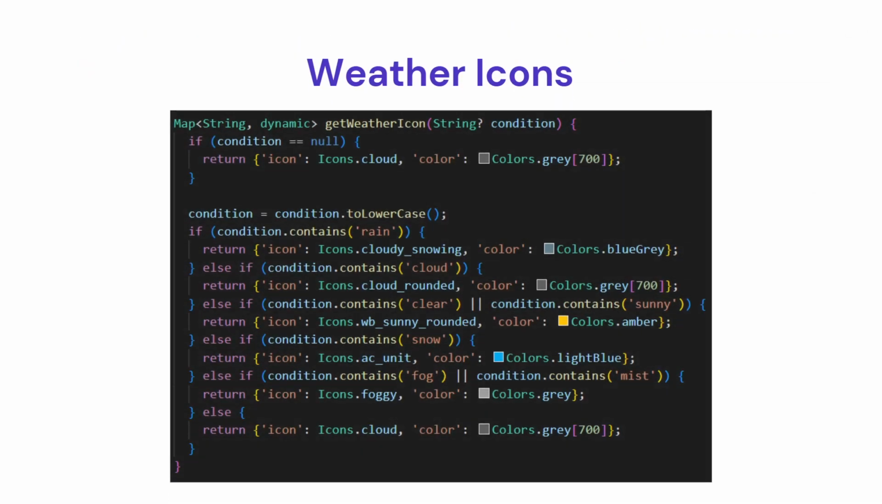So in the last slide, we saw that a weather icon was being extracted using get weather icon. So this function determines which icon and color to display based on the weather condition. So it checks for keywords like rain, cloud, clear, snow, or fog, and based on the keyword found, it returns a specific icon and a color.